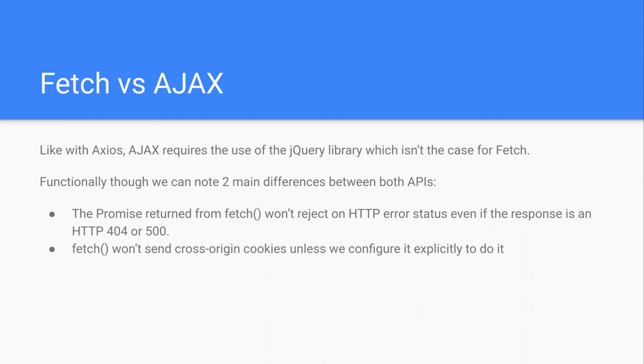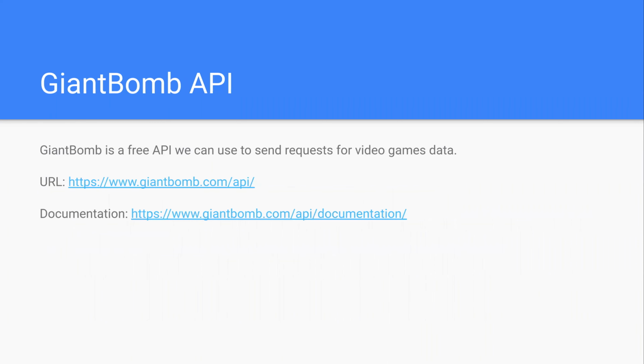What are cross-origin cookies? For example, when you have authentication, let's say you connect with a user and password, you'll send an authentication cookie to the server. And Fetch won't send that cookie automatically unless you configure it to send the cookie every time. So those are the two main differences between Fetch and Ajax.